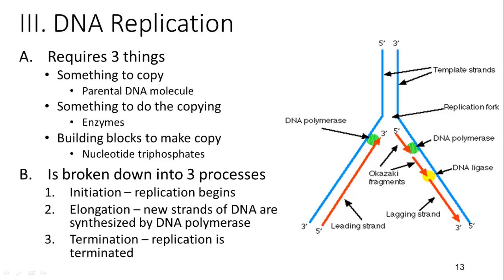So we break DNA replication into 3 different processes. The first is called initiation, and this is when you unwind DNA and start. The second is elongation, where you're adding nucleotides on top of each other to make a new strand. And then the third is termination. Once it's all completed, you separate the 2 new strands from each other.